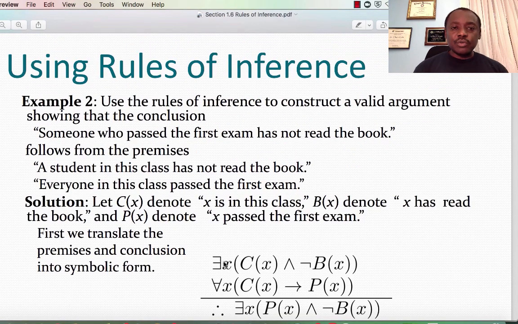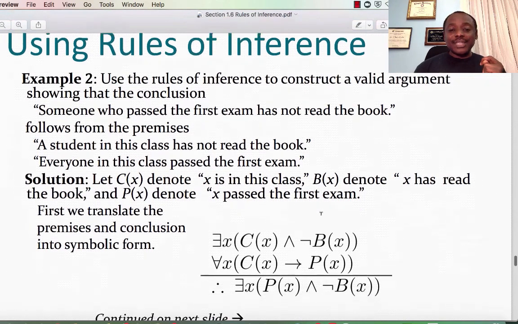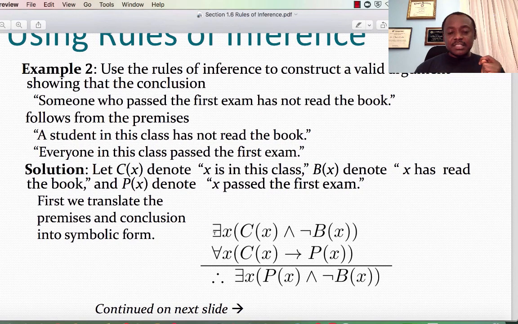Number two, using rules of inference. Let's use the rules of inference to construct a valid argument that shows that the conclusion, someone who passed the first exam has not read the book, follows from the following premises. Number one, a student in this class has not read the book. Two, everyone in this class passed the first exam. Okay, so if C of X is X is in this class, B of X is X has read the book, and P of X is X passed the first exam, then we can translate the following premises as follows.